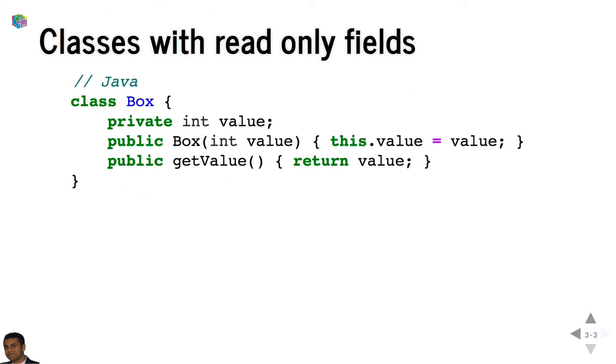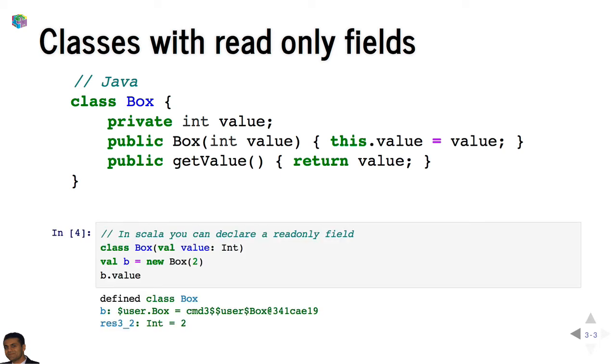Another common idiom in Java is the getter pattern. To create a read-only field, you define a private field and a getter to read it. Then you initialize the field with a constructor. This pattern is much simpler in Scala. Just define a parameter as a val. It can then be read, but the compiler will refuse to compile code which changes it.